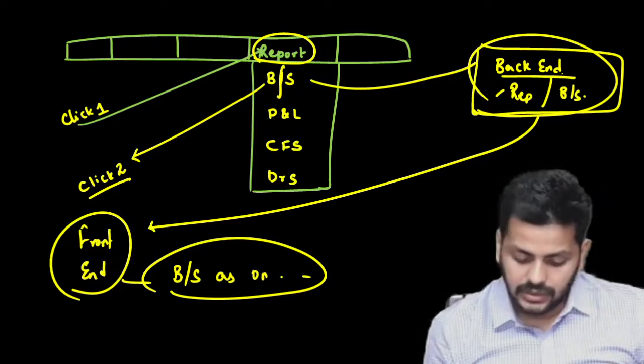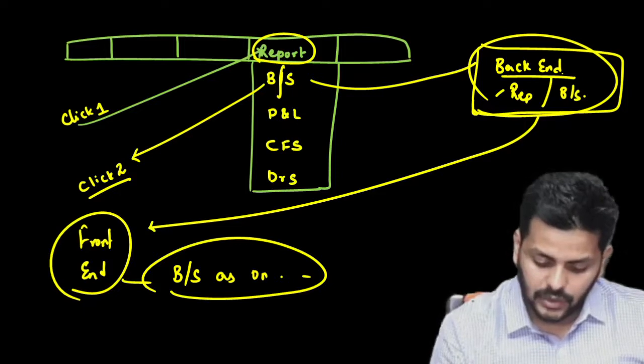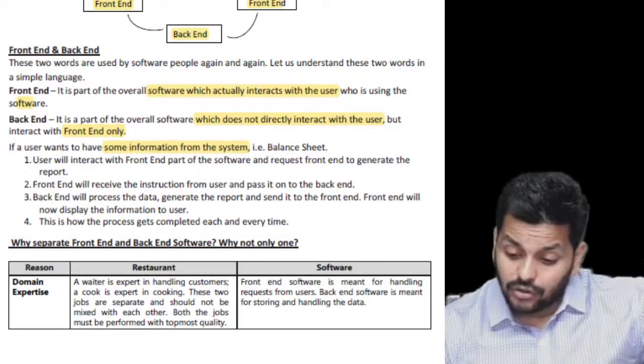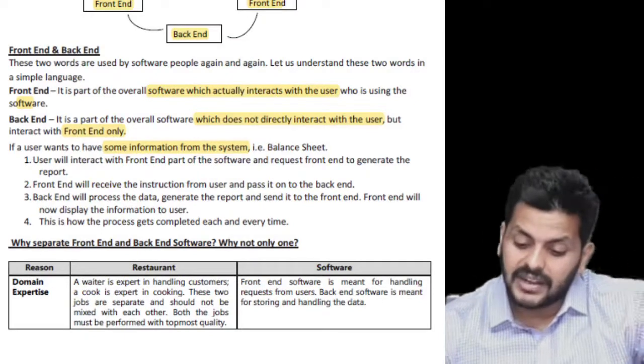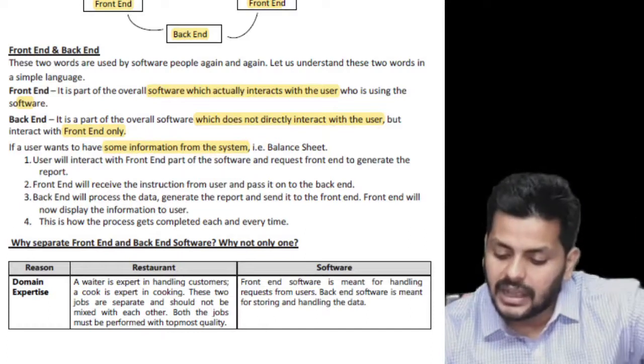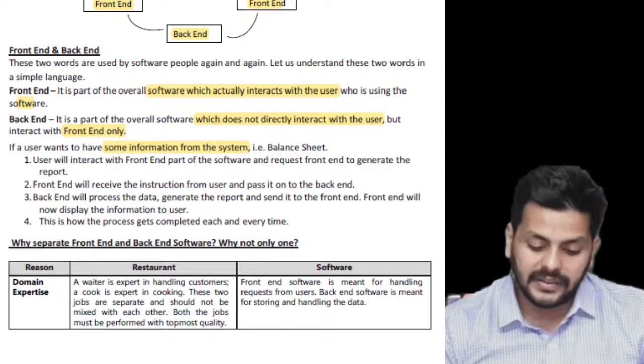The same thing is given even in the explanation here. If you quickly see what the explanation is: one, the user will interact with the front end part of the software and request to generate the report. The front end will receive this instruction and pass it on to the back end. The back end will process the data, generate the report, and send it back to the front end. The front end will now display the information to the user.